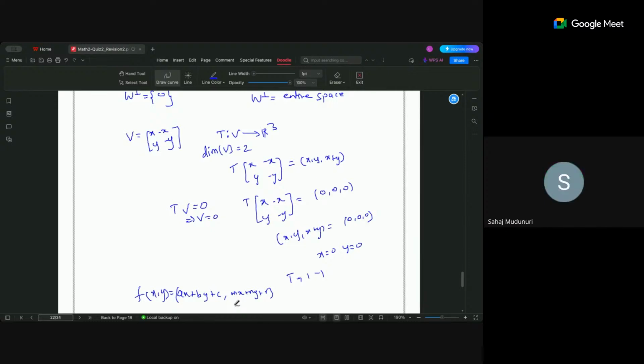Ma'am, one more question. Affine mapping. Our professor in the lecture said: suppose t is mapped from v to w, and t dash is mapped from v to w as well. So t is a linear transformation and t dash is an affine transformation. Then we can write t dash of v equal to w plus t of v.